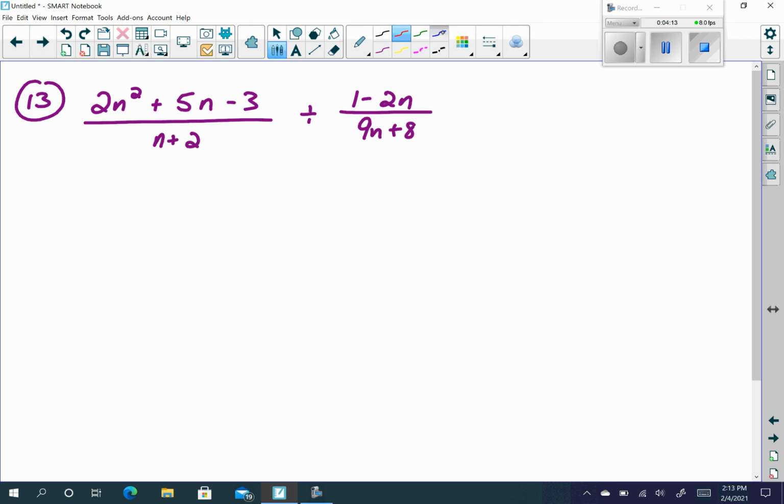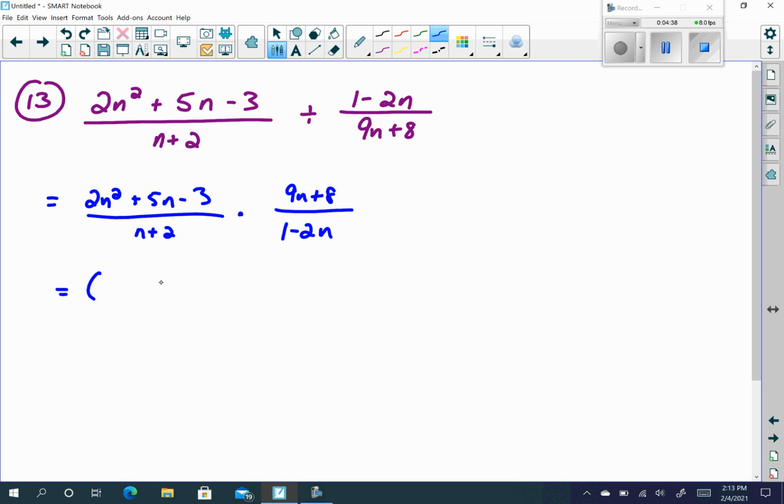All right, 13. This one had a very strange looking answer. There's not much that crossed out, but again, we're going to first take a look. We are dividing, so my first step is not to factor anything, but to multiply by the reciprocal. So we have (2n squared plus 5n minus 3) over (n plus 2) times (9n plus 8) over (1 minus 2n). So really the only thing that factors is that numerator.